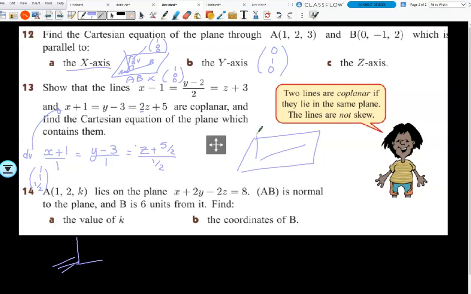Could they be on the same plane and be parallel? Not really. Could it be there and there? I mean, it could be, but how would we prove that they are or they aren't? Direction vectors. And so what's the direction vector of this first one? 1, 2, 1.